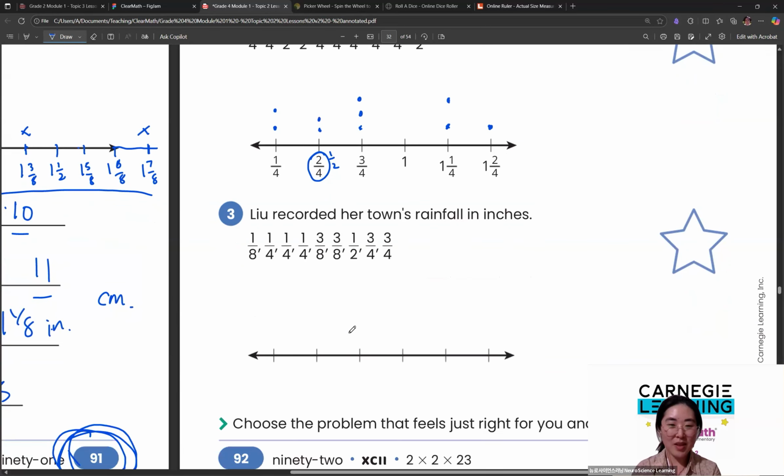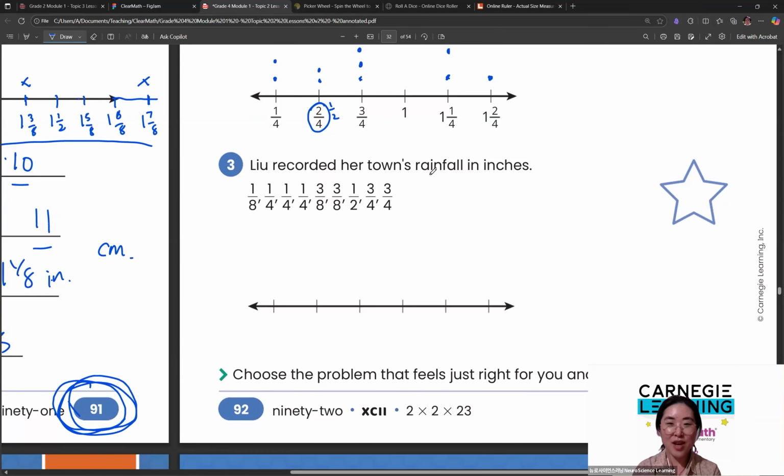Next, number 3, Liu recorded her town's rainfall in inches. So even here in Korea, when it rains, we measure it in millimeters. But in the USA, they probably measure in inches like this. So I want you to draw this line plot in your notebook, and you have to figure out which inches go here on the x-axis.